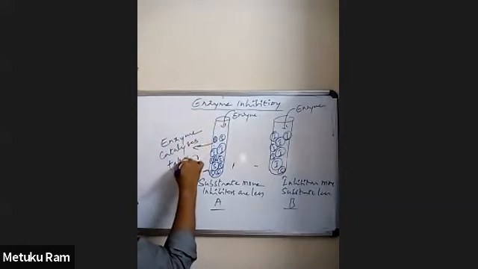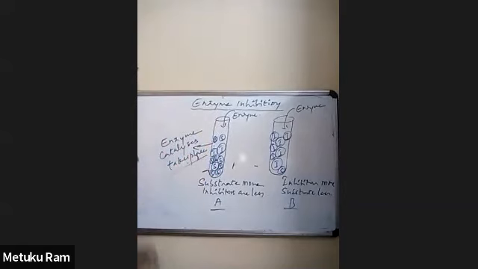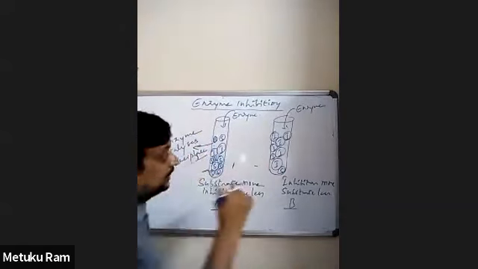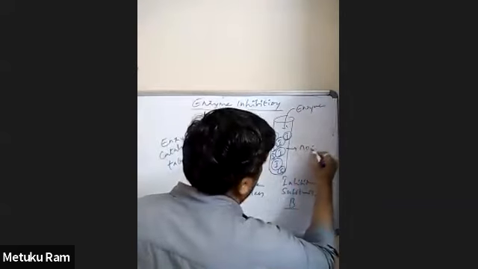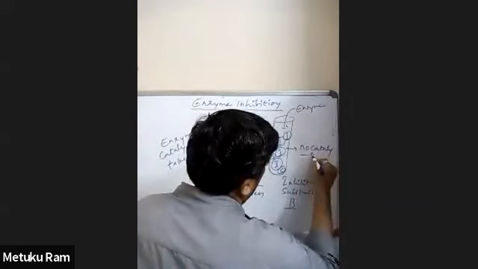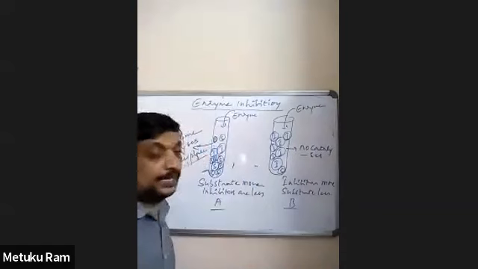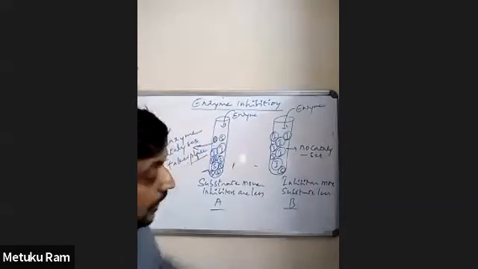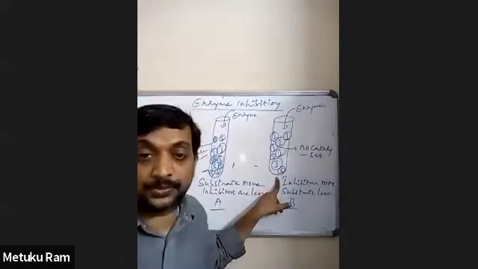Takes place. Enzyme catalysis takes place here, but here no catalysis. Why? Because the inhibitor concentration is more.